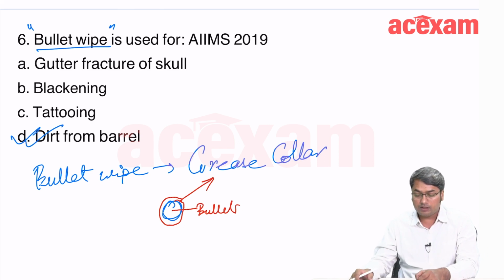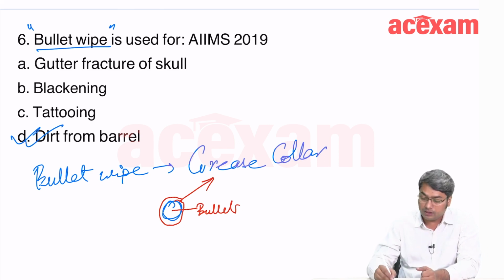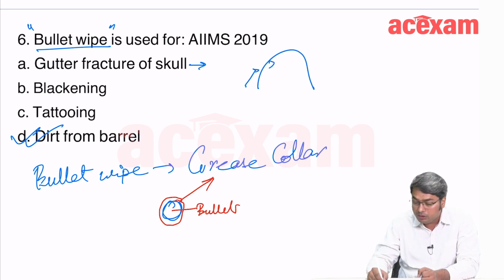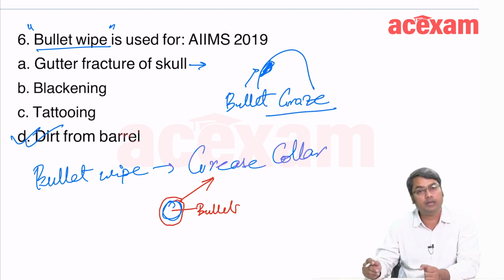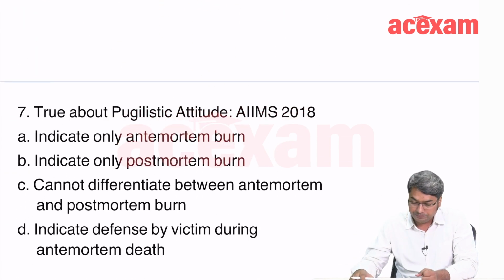Blackening, tattooing and gutter fracture of skull will not be producing this. In gutter fracture of skull, if a bullet grazes against the skull without entering it, there will be a small depression that can be known as bullet graze, but not as bullet wipe. Moving on to the next question.